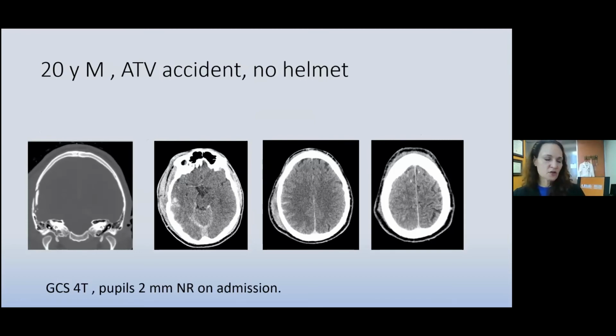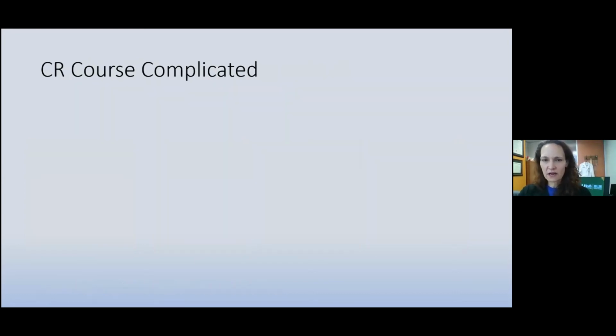So here's another patient, and they don't all end up exactly the same. This kid is 20, different from the last two that I talked to you about. He was riding his ATV, no helmet, of course. GCS of 4, pupils were 2, non-reactive on admission. He has a pretty bad looking scan. He's got a lot of skull fractures. He's got some tight-ish cisterns and traumatic subarachnoid and a contusion there.